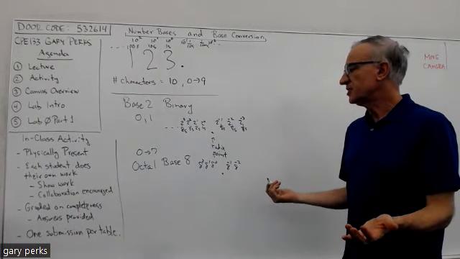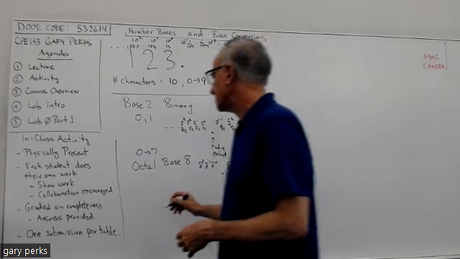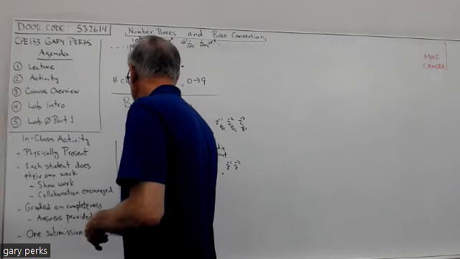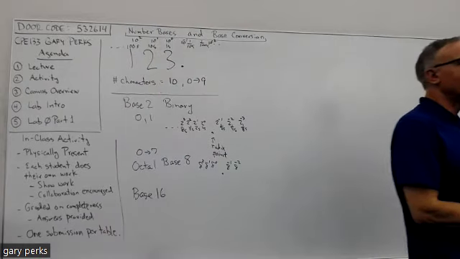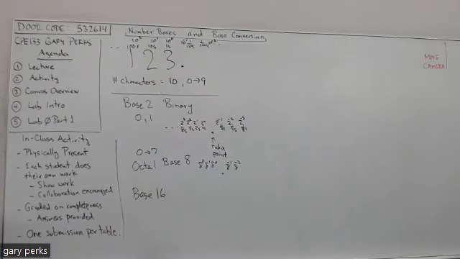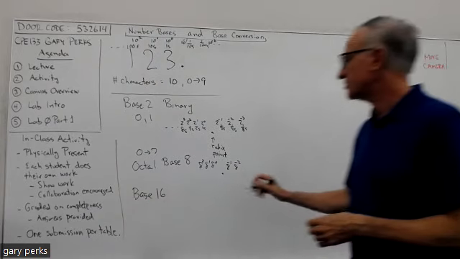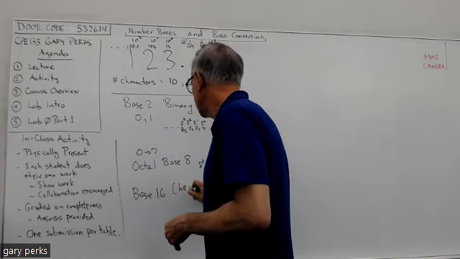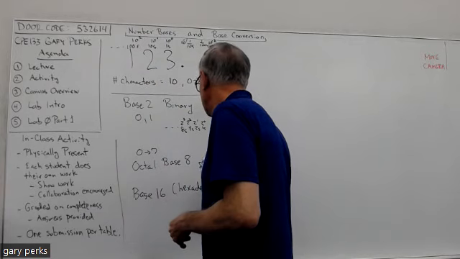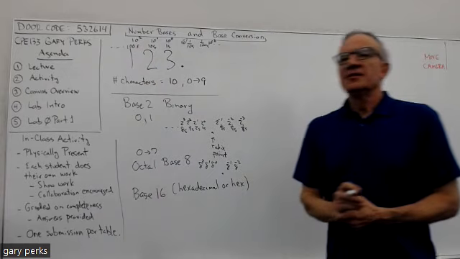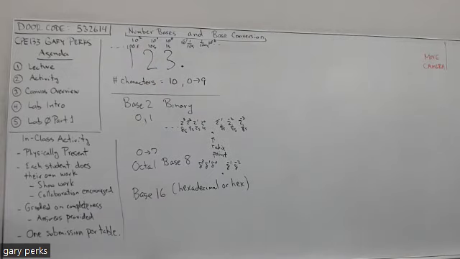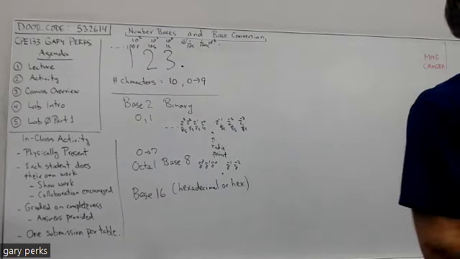Another base that's used in the digital world, and this one's very popular, is base 16. Does anyone know what we call base 16? Hexadecimal. Yeah, hexadecimal or just hex. So how many characters in base 16? 16. Right? Because again, the number of characters equals the base.